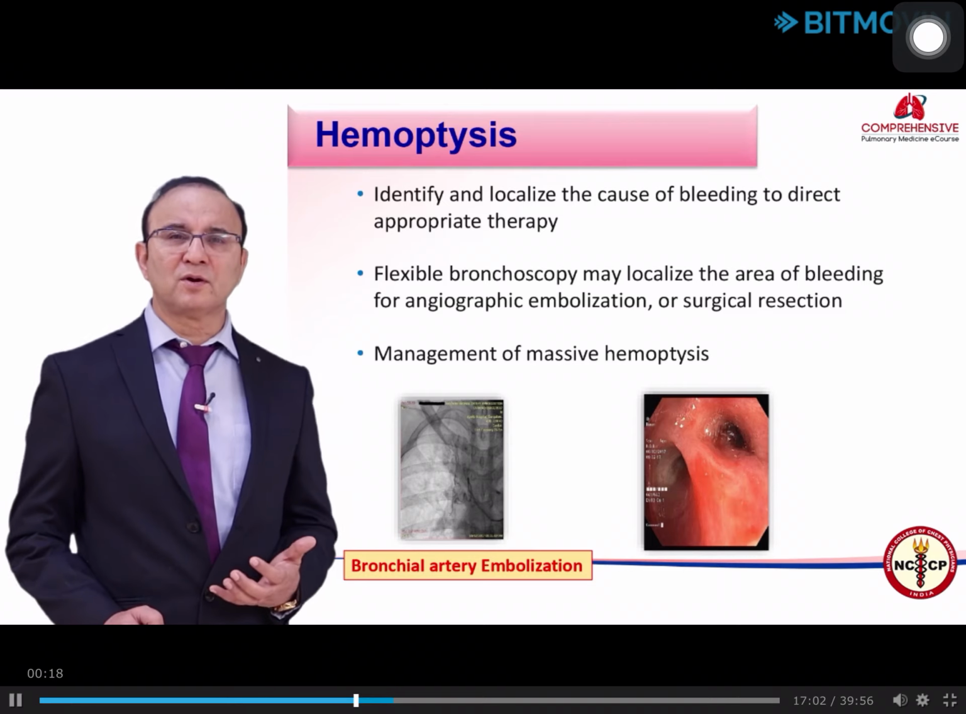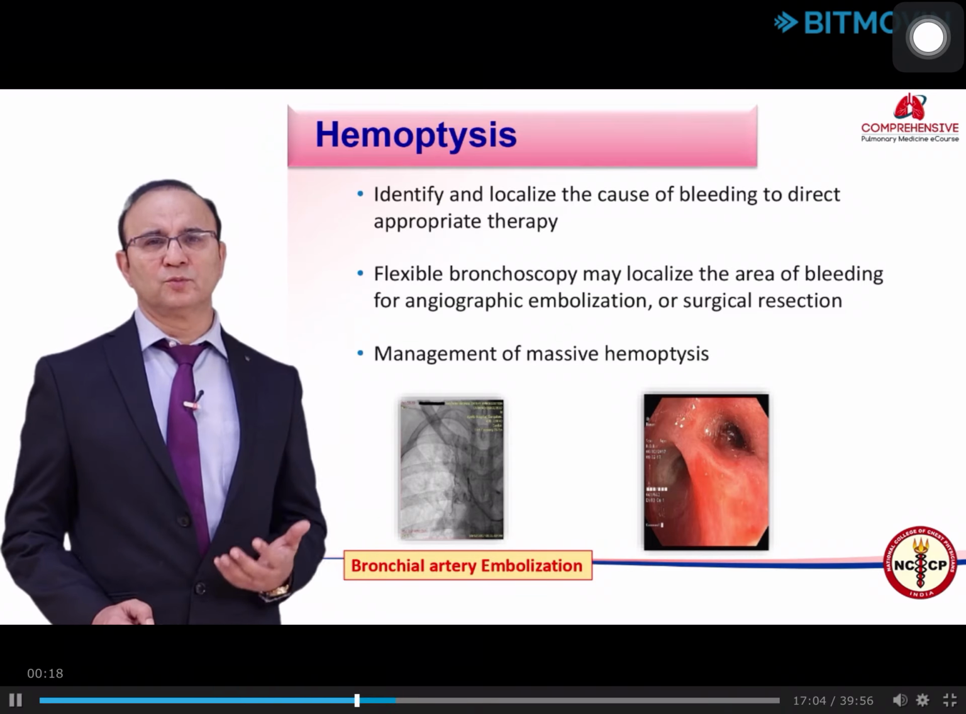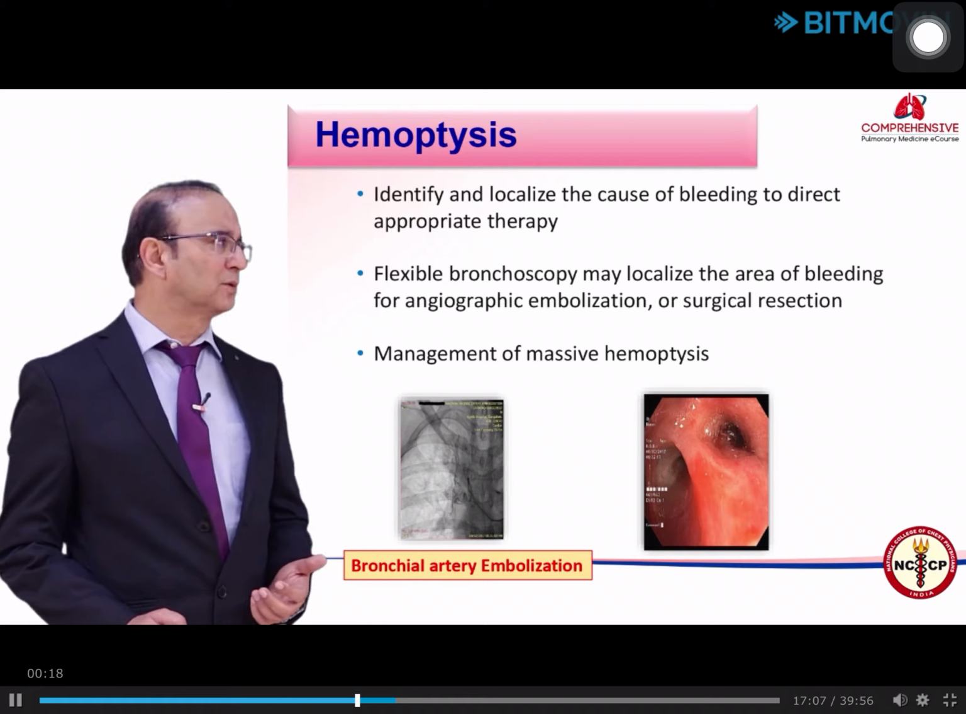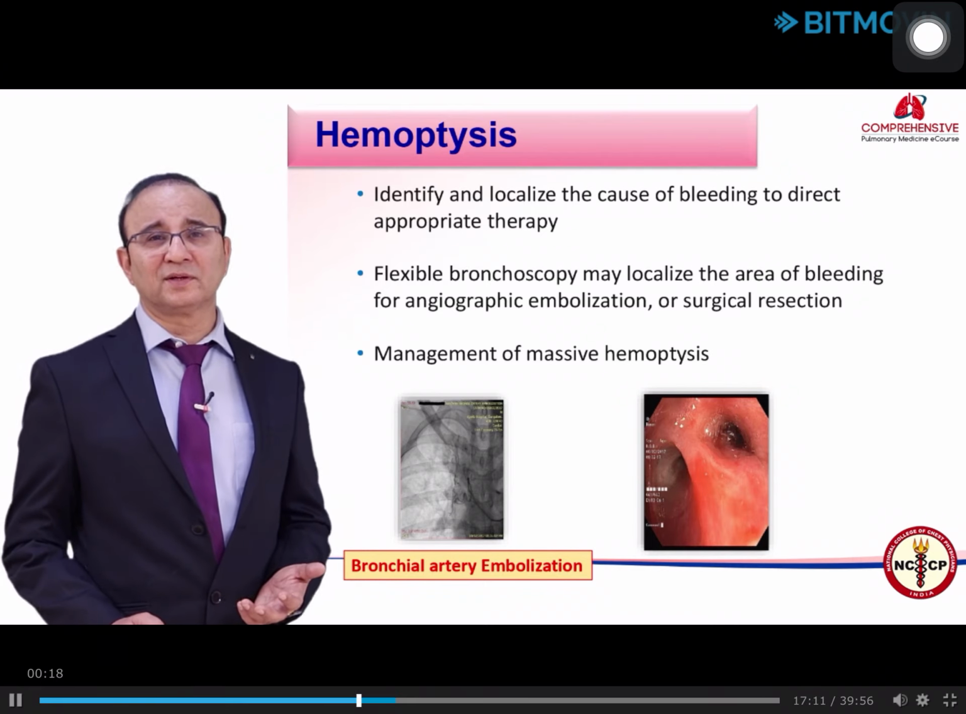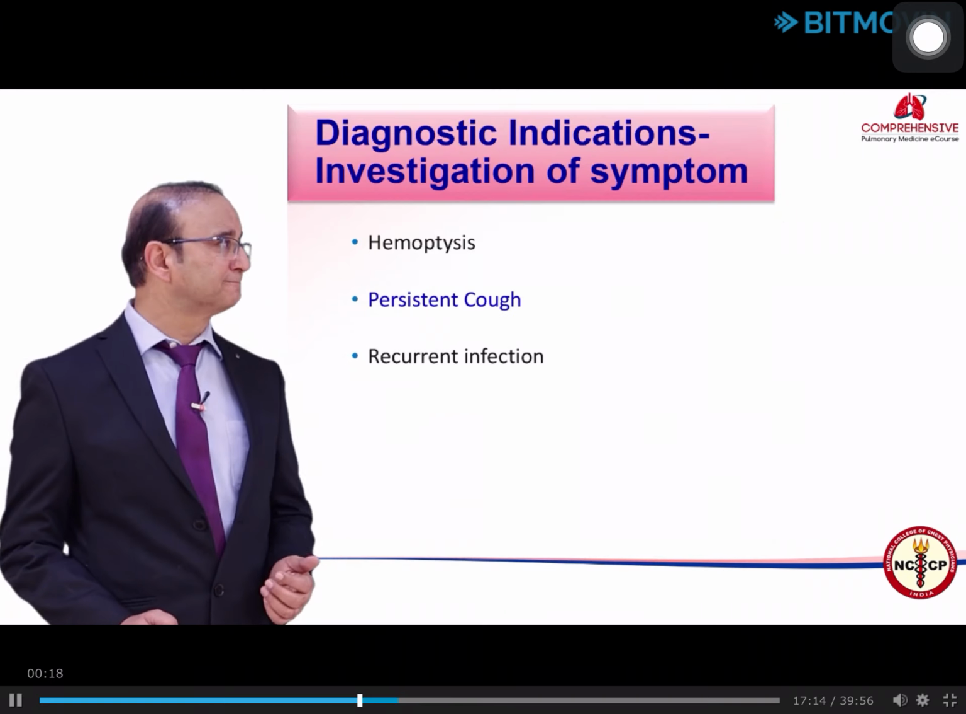But for a massive hemoptysis, I think a rigid bronchoscope should be used rather than a fiber optic bronchoscope, because you will not be able to see anything with the fiber optic bronchoscope with the blood all around.